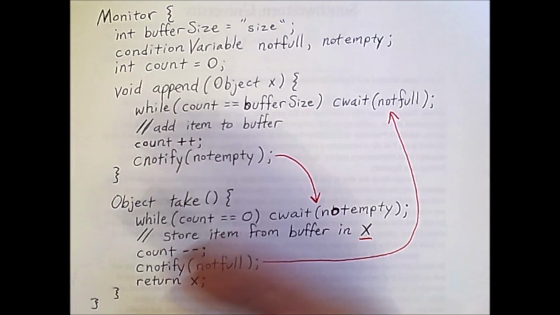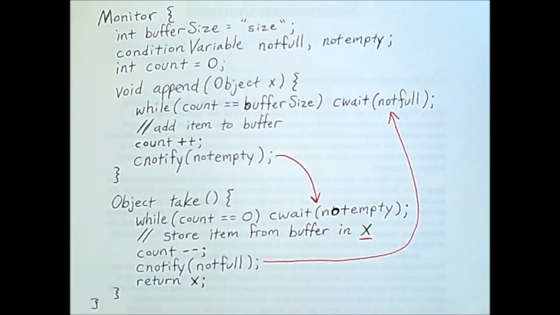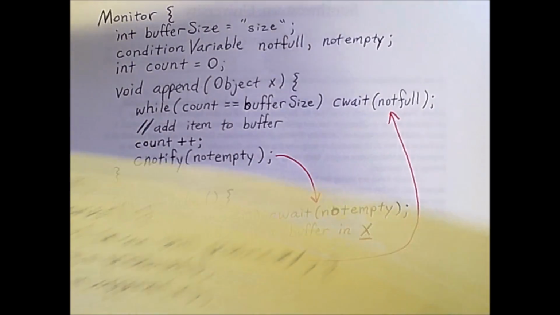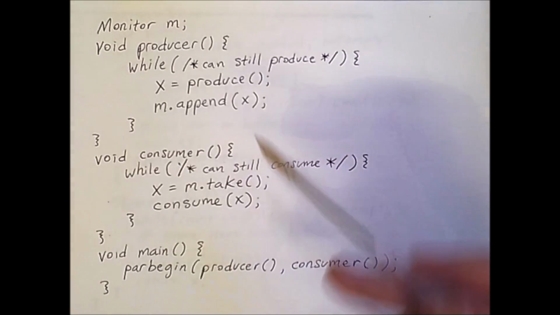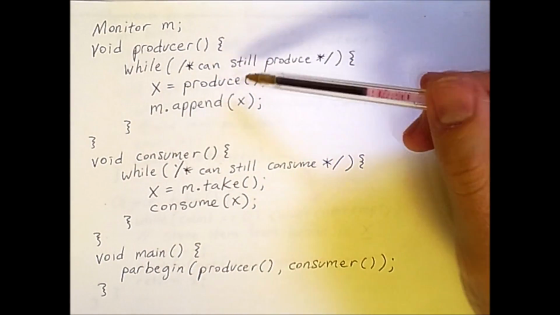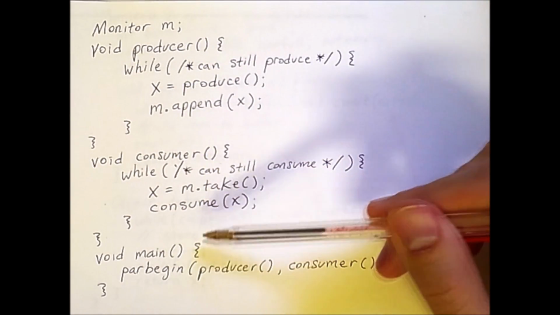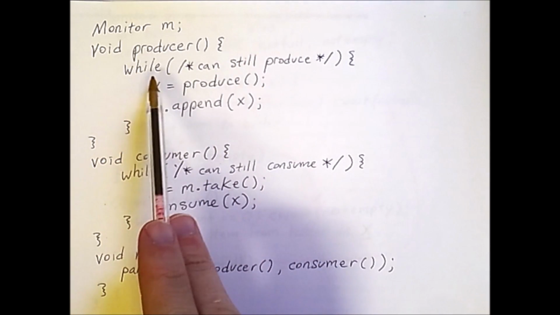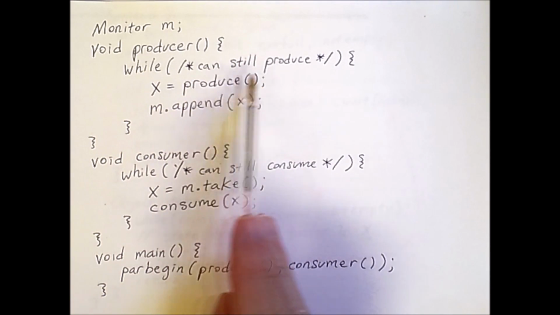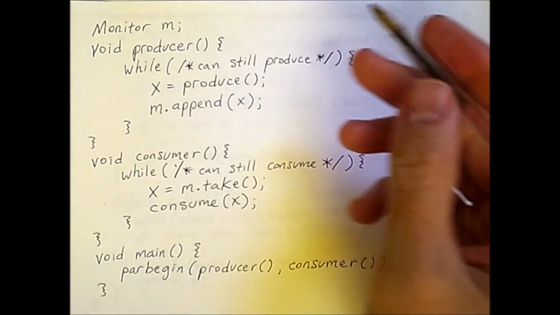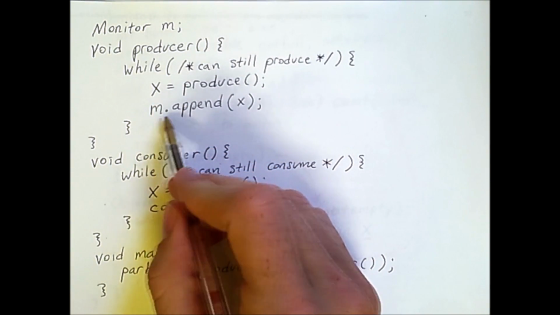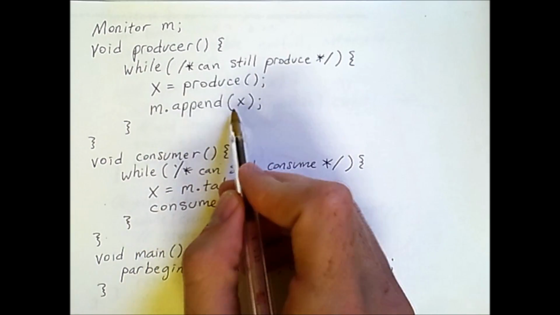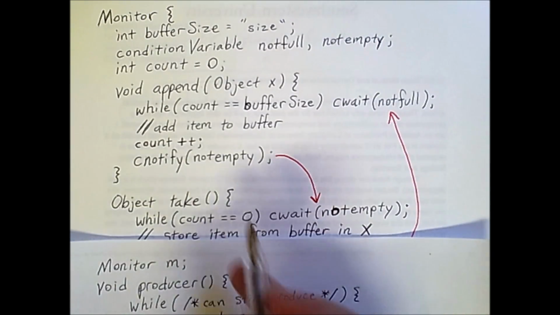Now this code is only for the monitor. We have to combine it with some actual main program code, but the main program code is fairly simple now because we have a monitor m, and then this is our producer thread, that's our consumer thread. We have our while loop that says as long as we can still produce, keep looping. And all we do is we produce a value x, and then we do m.append of x. So this calls this method here.